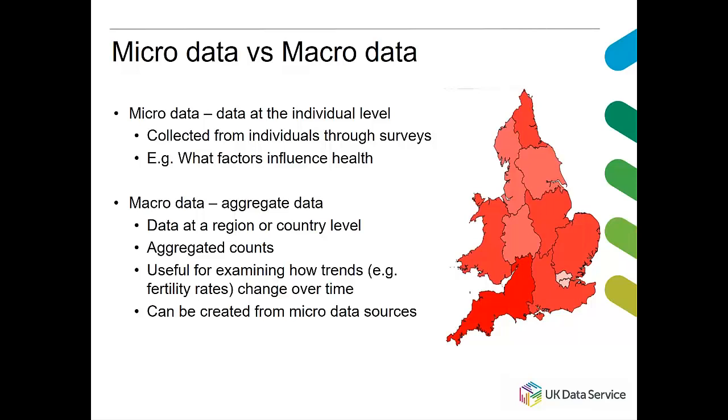Macrodata, in contrast, is aggregate level data. So this is data which is at a regional or more often a country level. And these are essentially counts. And they're very useful for examining how trends such as marriage rates or fertility rates change over time. Now, they can be created from microdata sources, and that's something that you can do yourself.